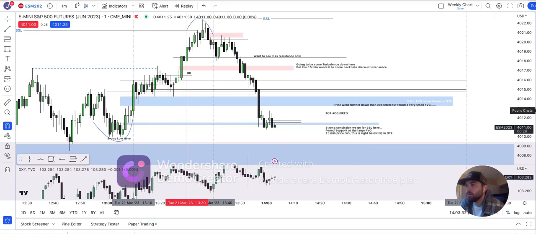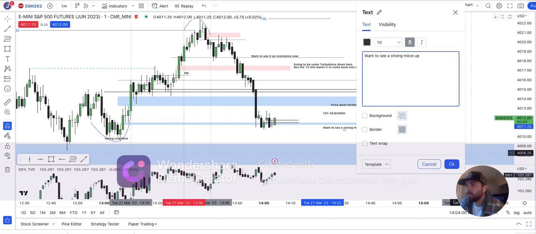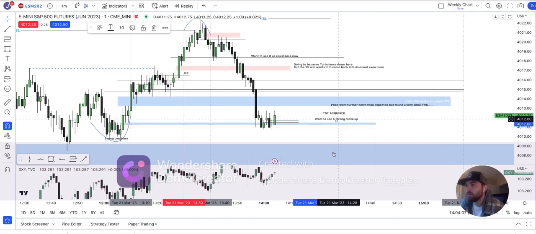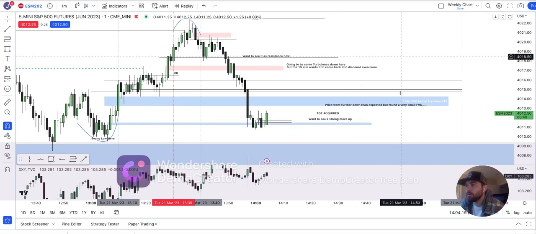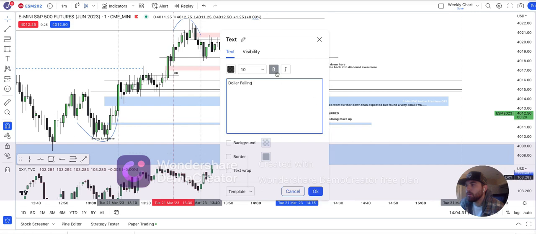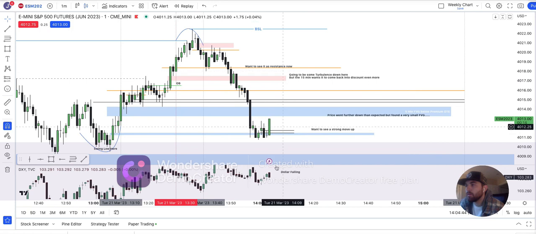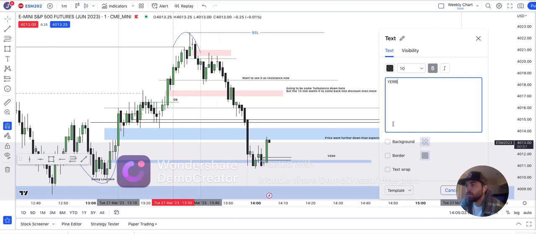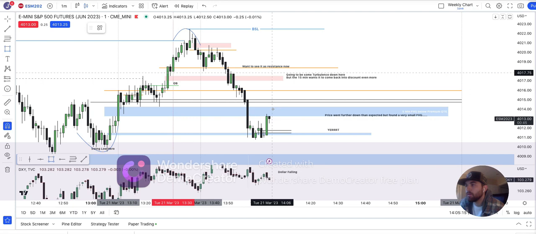Looks like it kind of likes this area for some smart money. I'm going to target buy side up here. Need a strong move up. Getting that now. Dollar falling down below. It's a good sign. Want the dollar to fall so price can move up on the market in ES. It's a nice big green candle.